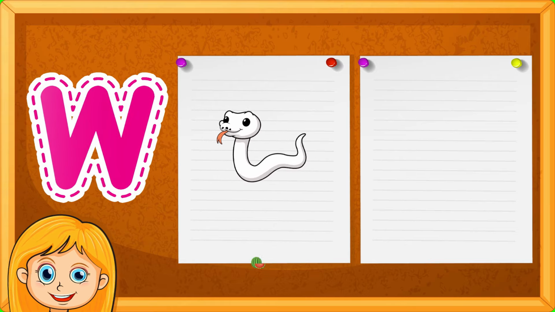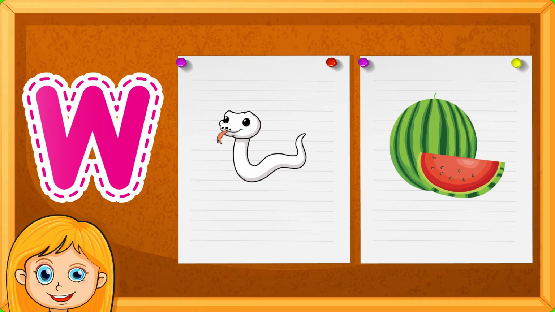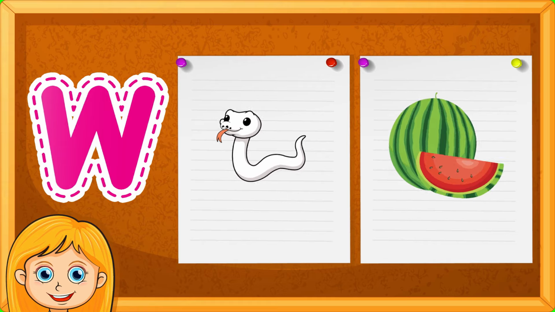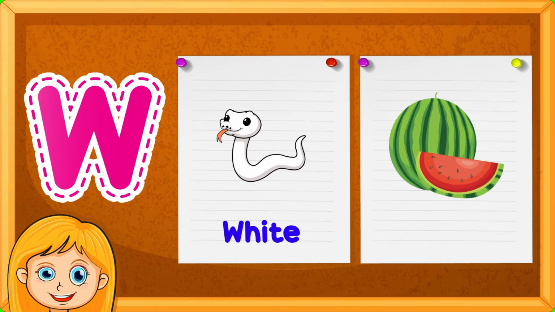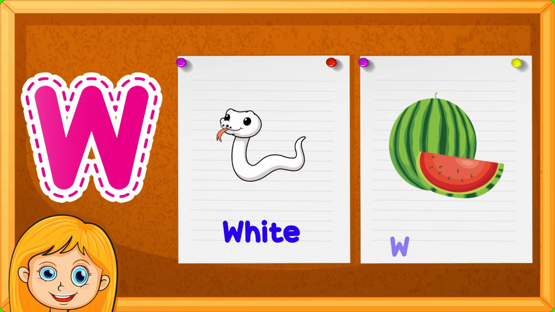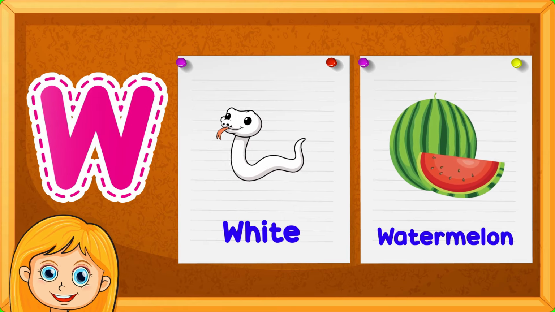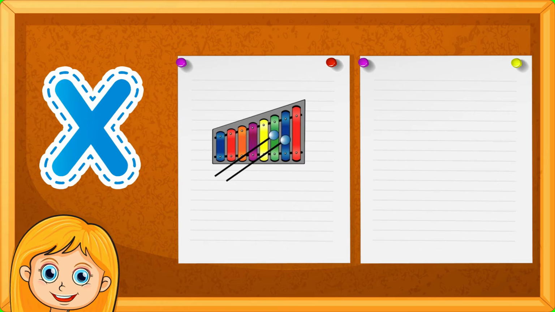W is for white. W is for watermelon. W is for white. W is for watermelon.